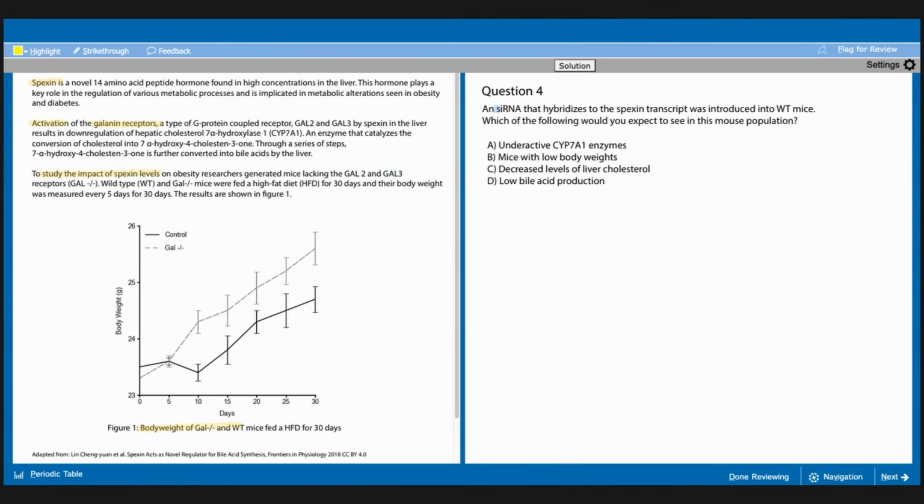This one says, an siRNA that hybridizes the spexin transcript was introduced into wild-type mice. Which of the following would you expect to see in this mouse population? Underactive CYP7A1 enzymes, mice with low body weights, decreased levels of liver cholesterol, or low bile acid production.